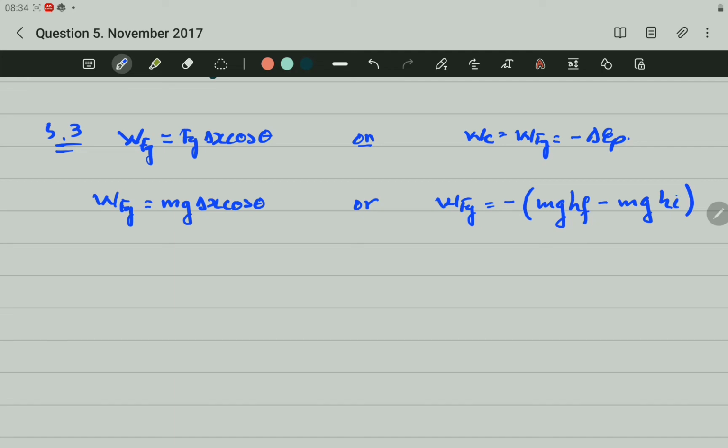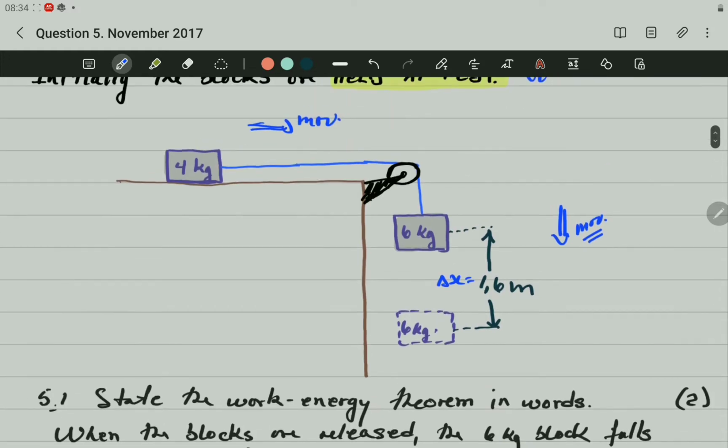Now here we are already prepared to substitute. We have the work done by the gravitational force is equal to the mass, which is 6 kilogram. You're working with a 6 kilogram block, 9,8 multiplied by the displacement, which is 1,6 multiplied by cosine of theta, and theta is 0 degrees. The object is moving down, and the gravitational force is also down.